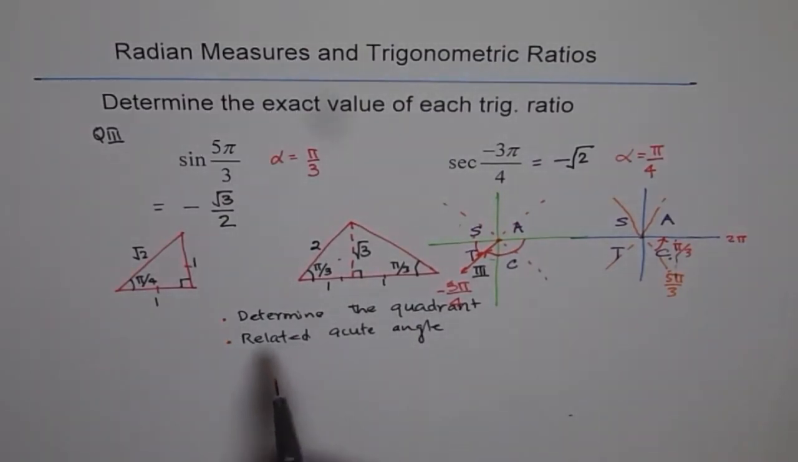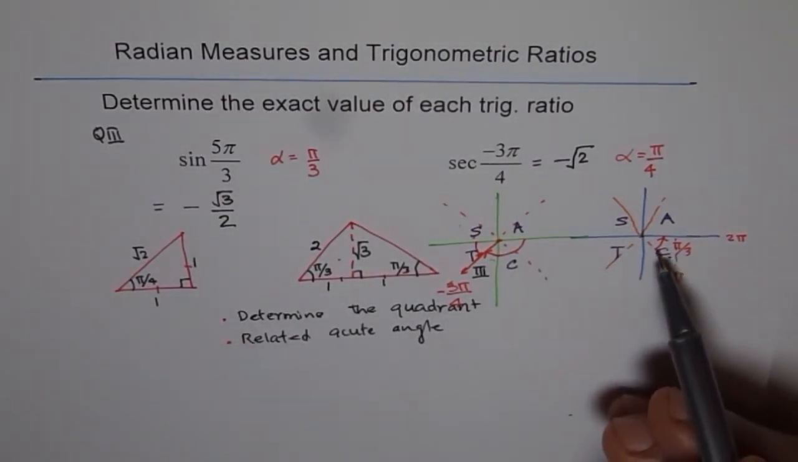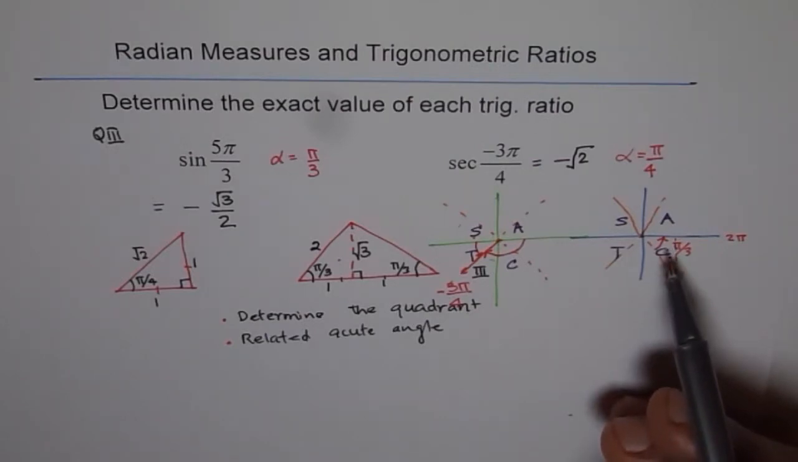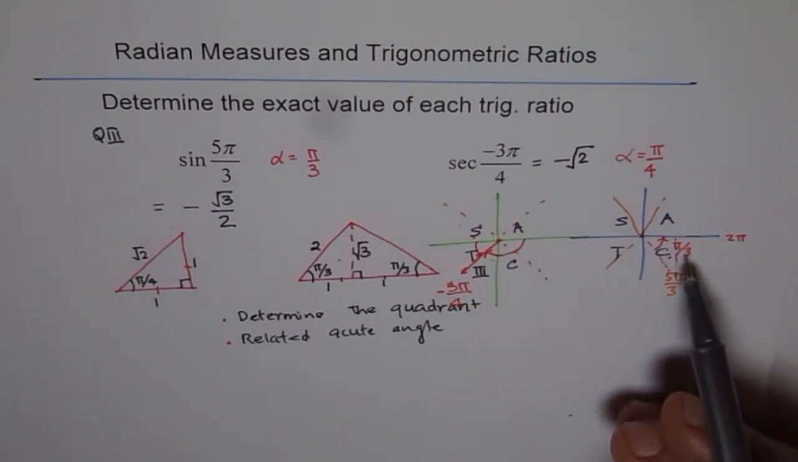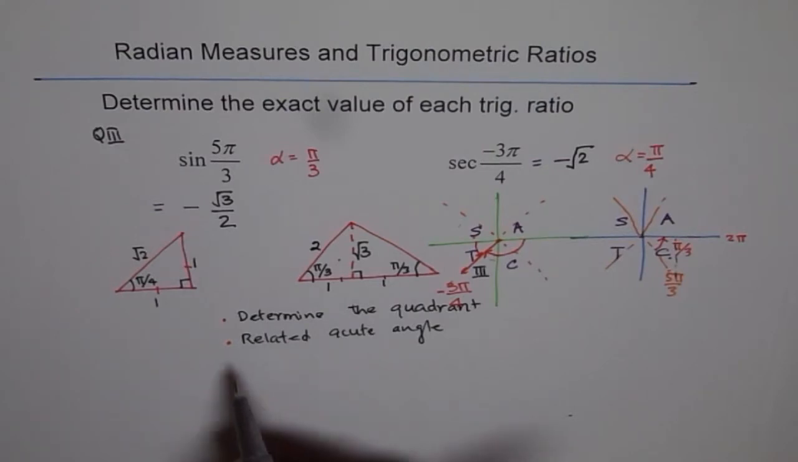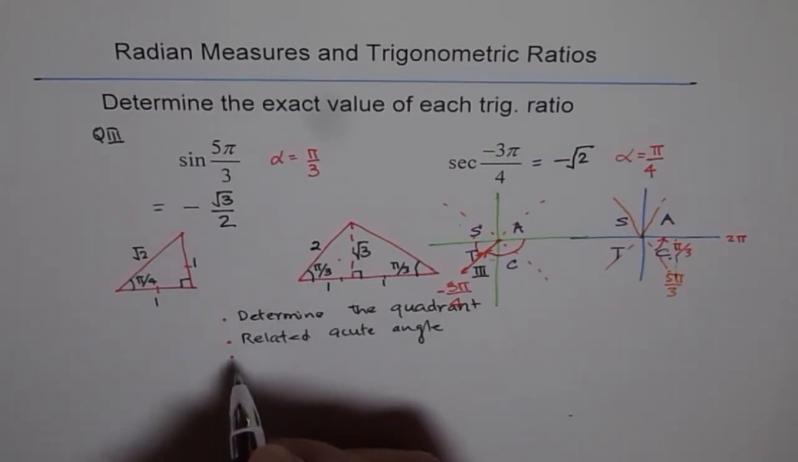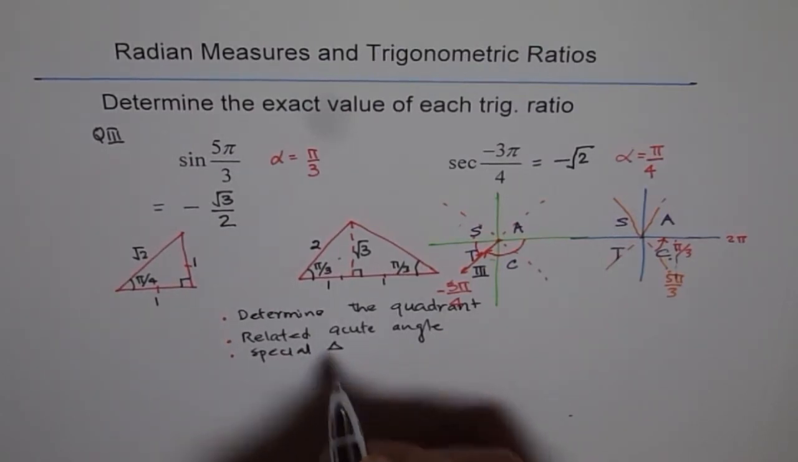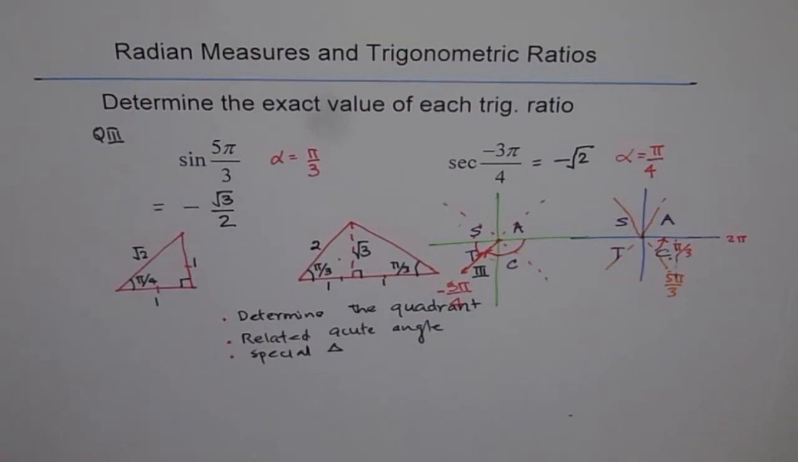Right? So how do you find the related acute angle? We find it as the angle which the terminal arm makes with the horizontal. So in this case it was pi by 3. Remember, the related acute angle is always positive and less than 90. So the related acute angle for this is pi by 3. And then the third and final step was to find the value from the special triangle. So use the special triangle. And once you make your special triangle, you know the exact value.